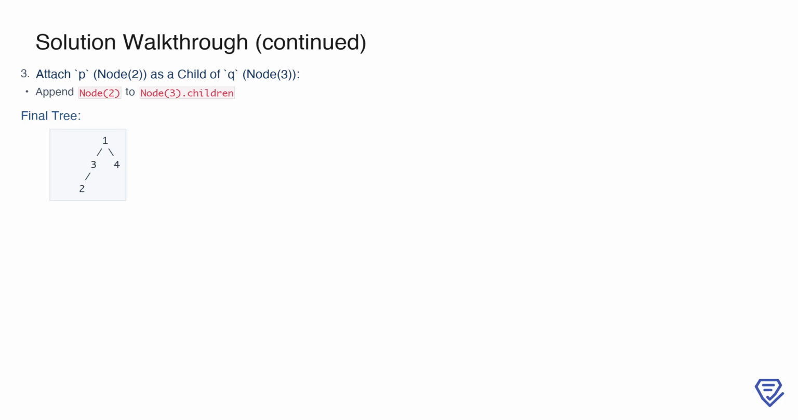With node 2 detached, the next step is to attach it as a child of node 3. This is achieved by appending node 2 to node 3's children list. The final tree reflects this change. Node 1 now has nodes 3 and 4 as its children, but node 3 itself has node 2 as its child. This completes the process of moving the subtree, with the tree now showcasing the modified hierarchy where node 2 is successfully nested under node 3.